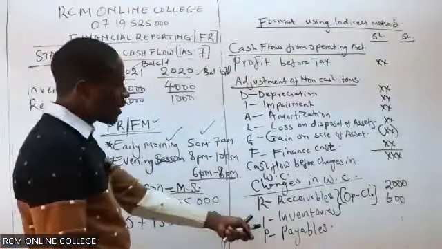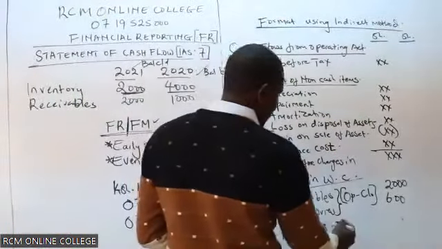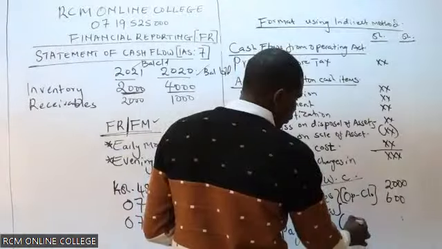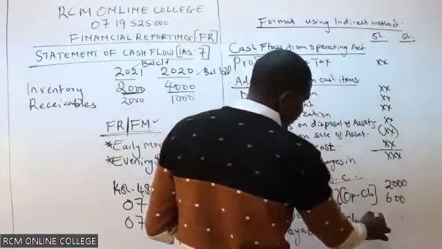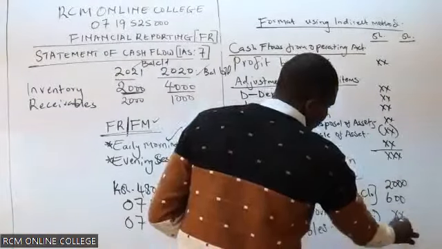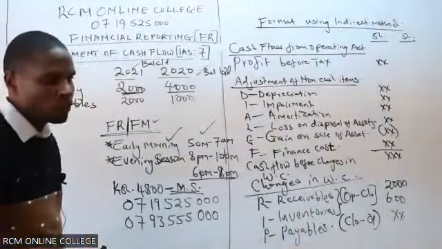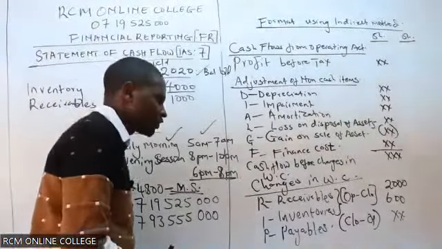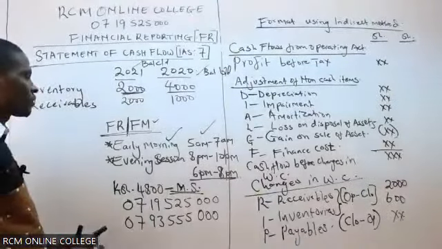So for the payable, tafadhali, for the payable, we do the opposite. Closing minus opening. And whatever that you get, you just press it at that point.